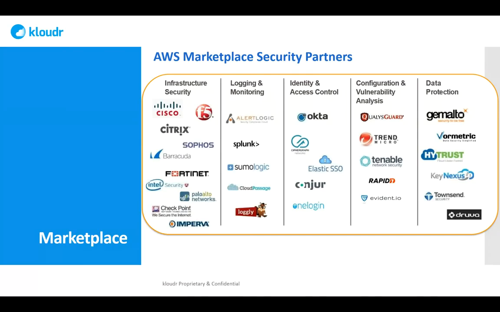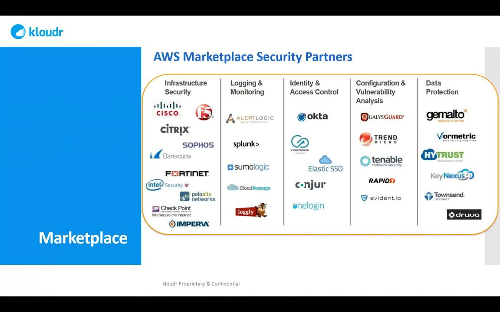Now, if you don't want to use AWS native security solutions, there are plenty of third-party security vendors that you can use to achieve different levels of security. First of all, we have infrastructure security. You can use Cisco firewall, Sophos, Barracuda, Fortinet. There are plenty of top security vendors available on AWS Marketplace that you can use to enhance or adapt to the internal company compliance and policies that you have.